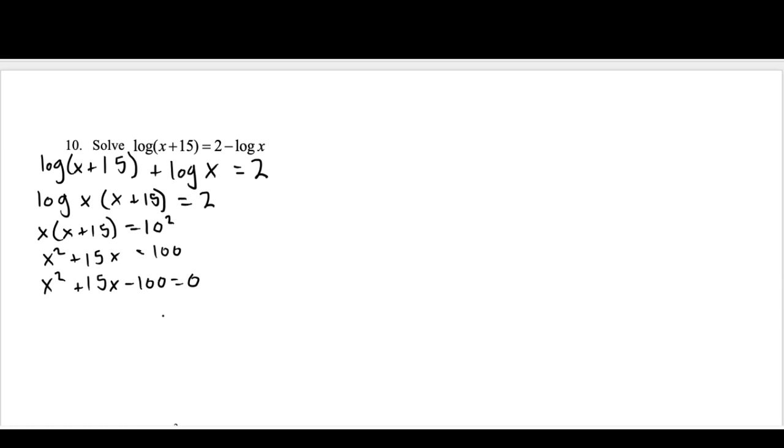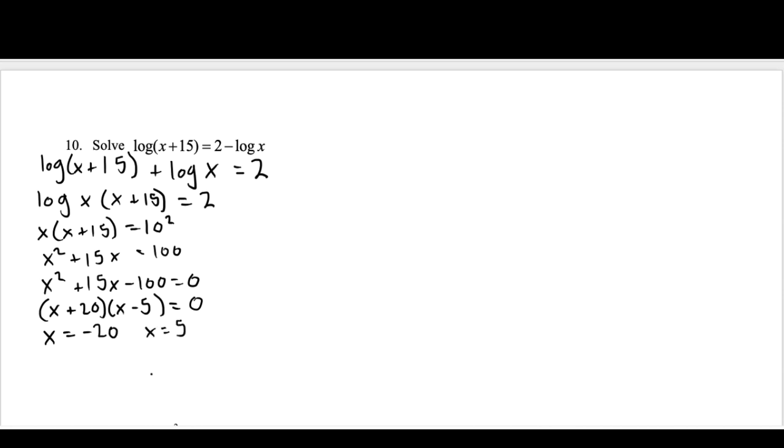And then we solve that, choosing a method of your choice. Probably the easiest is factoring. This quadratic factors into (x plus 20) times (x minus 5) equals 0. So the two solutions to the quadratic are x equals negative 20 and x equals 5.